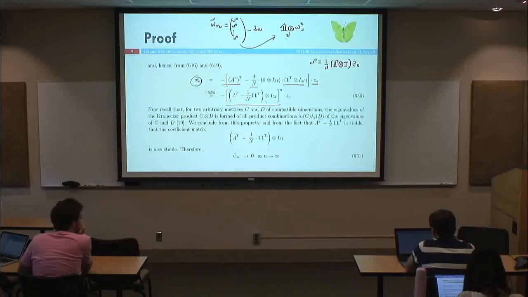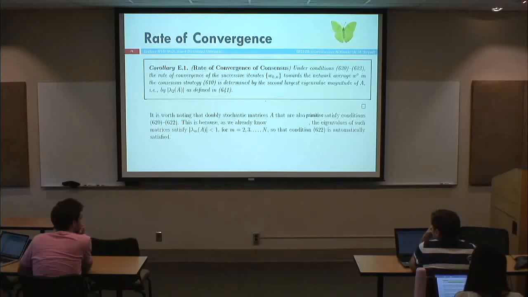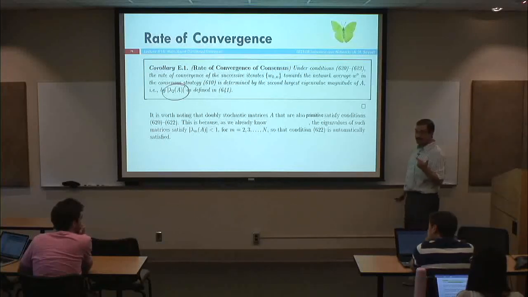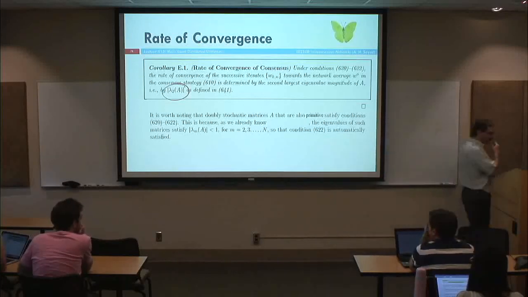Okay. So now you know what the rate of convergence is. So the rate of convergence is determined by this quantity here. Not lambda 1, but lambda 2, right? Okay. One other thing that follows.